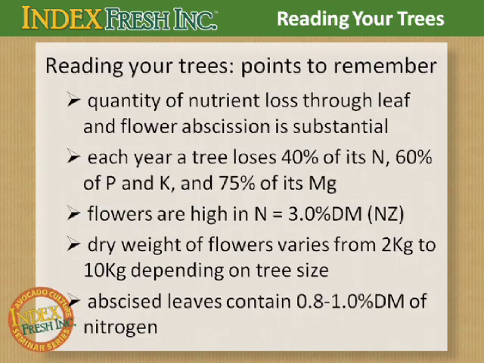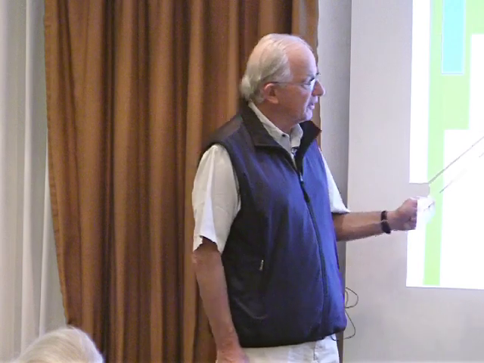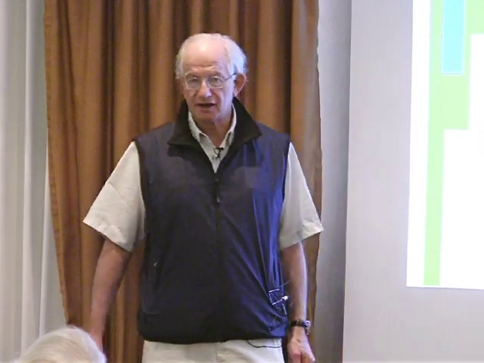So, as we conclude, reading your trees, points to remember. First of all, the quantity of nutrient loss through leaf and flower abscission is substantial. Some of this work was done by a man called Cameron. It was done here in California.